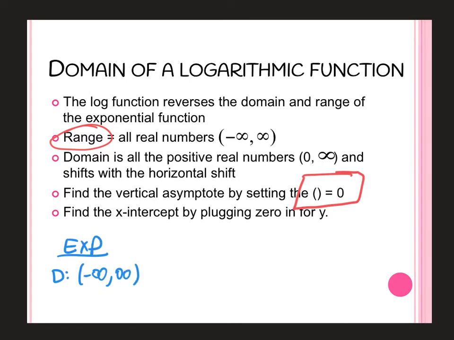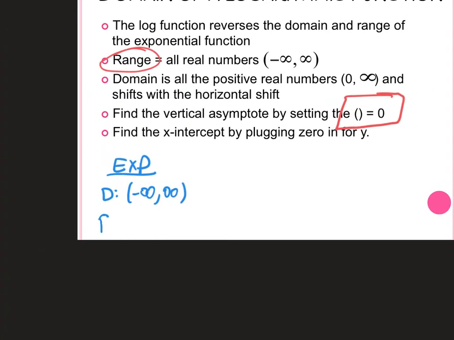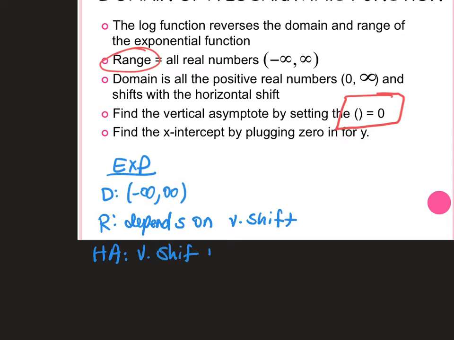Negative infinity to positive infinity. Your range for exponential depends on, we'll call it the vertical shift, up and down. That's also what your horizontal asymptote is. It's your vertical shift up and down. And then you're going to have a y-intercept. With an exponential function, domain is negative infinity, positive infinity. Your range is dependent upon your graph moving up and down. Your horizontal asymptote is that horizontal line that your graph gets really close to, and you're going to have a y-intercept.